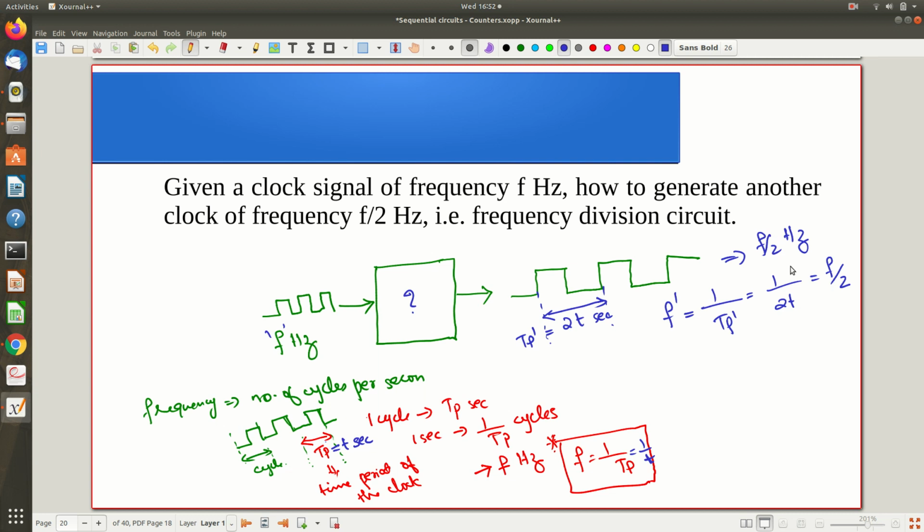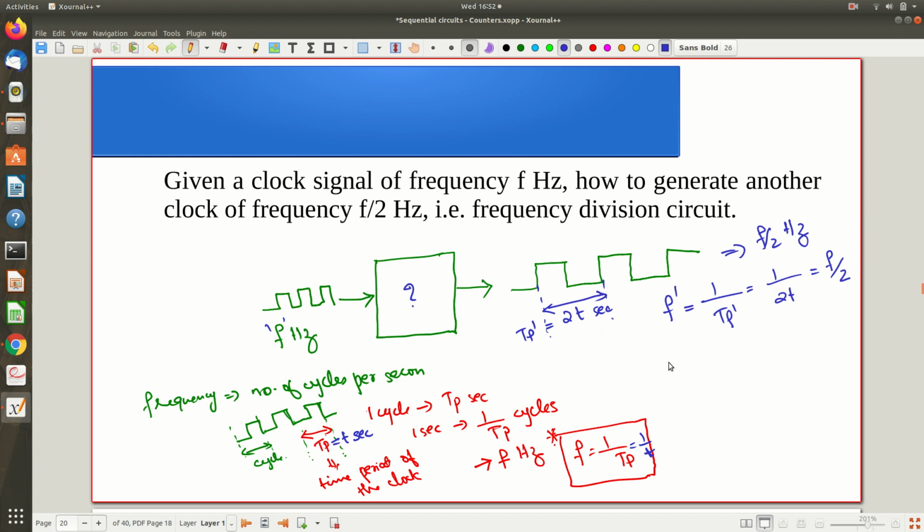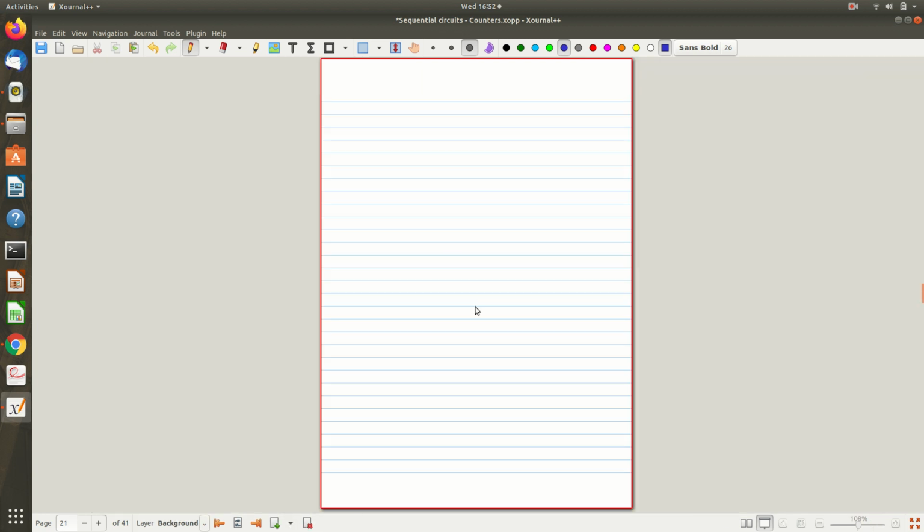Now we need a circuit that can do this, right? How can I implement it? Let me show you the circuit. It's a very, very simple circuit. What we will do is take a T flip-flop. So this is your T input, and connect this T flip-flop in toggle mode. Toggle mode means whenever T is equal to 1, the output will keep on toggling.